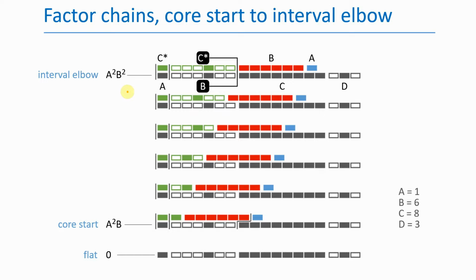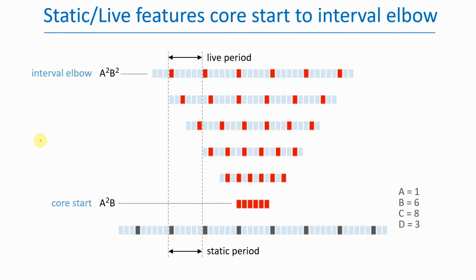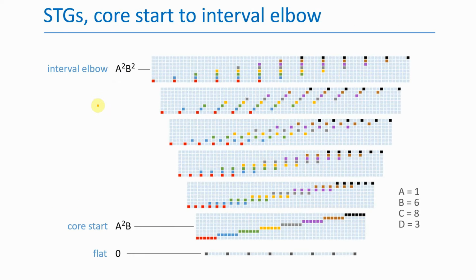This is more meaningful when we convert to spatial features and see the interpretation that the live period is the same width as the static period at the interval elbow. Let's examine the trend in the live. The period always increases monotonically, in this example from 1 to 2 to 3, etc., up to b, which in this case is 6. This corresponds to the cumulative underlying trend that we saw before in the laboratory images.